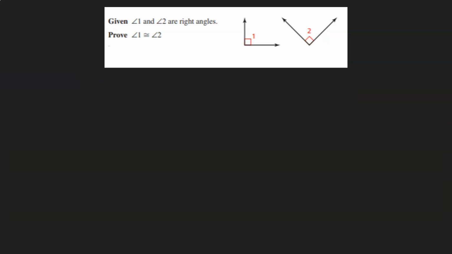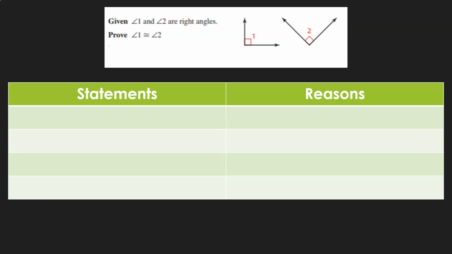This next proof, I have that given angle 1 and angle 2 are right angles, prove that the two angles are congruent. So what I want to do here is start off with my statements and reasons. I have that angle 1 and angle 2 are right angles. That was given to me.